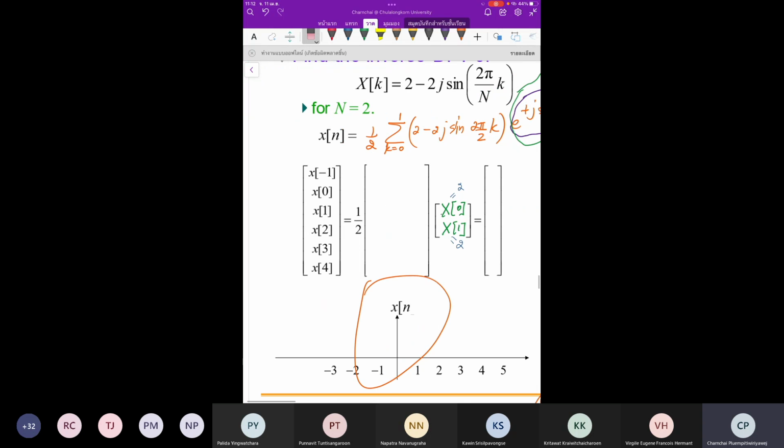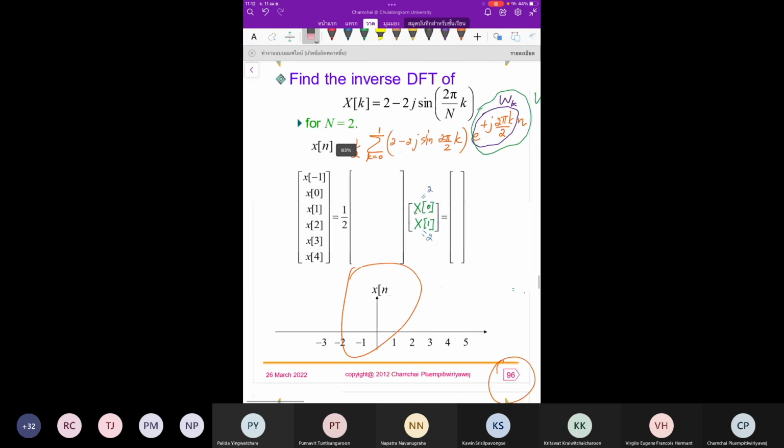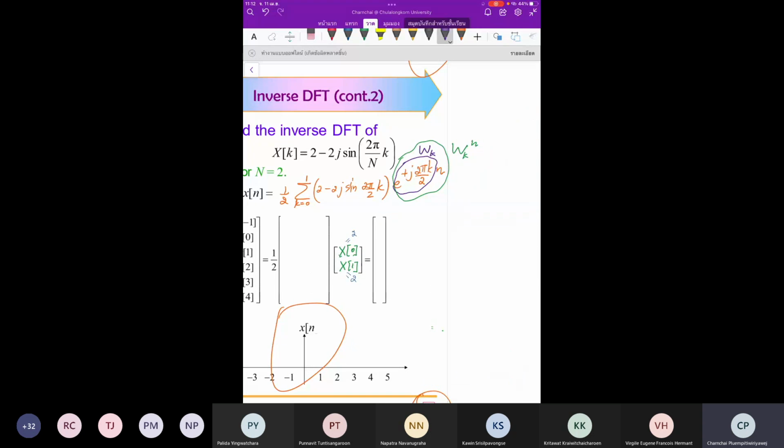And this one we got omega, W_k is e to the j pi k. How much is e to the j pi k?